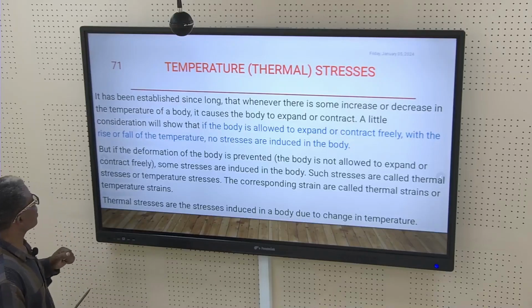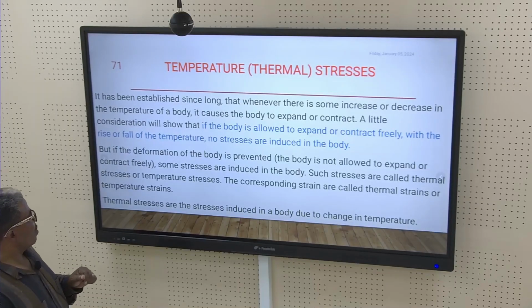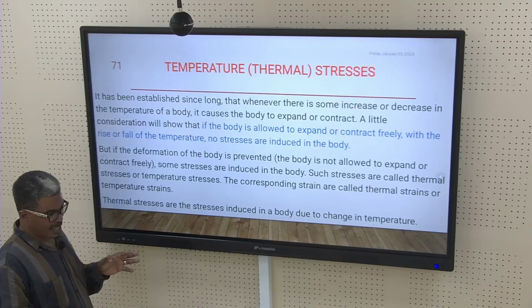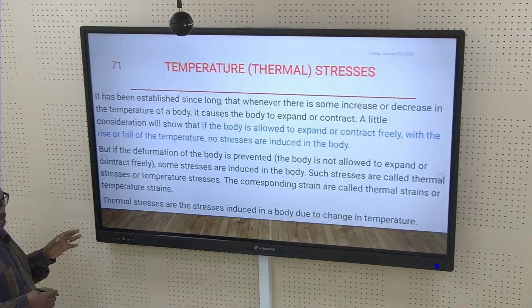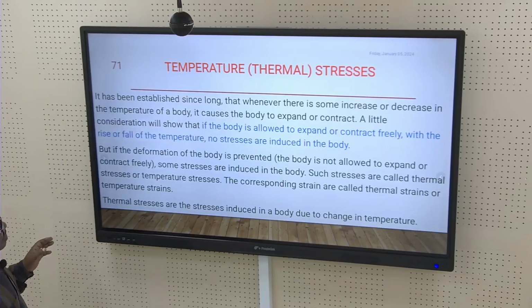A little consideration will be shown here. If the body is allowed to expand or contract freely with the rise or fall of temperature, no stresses are induced in the object. If the object is subjected to heat, which can cause it to expand, but the body is left free to expand, no stresses can be induced in it. The same holds if it is left to contract by itself with no force to restrict it.